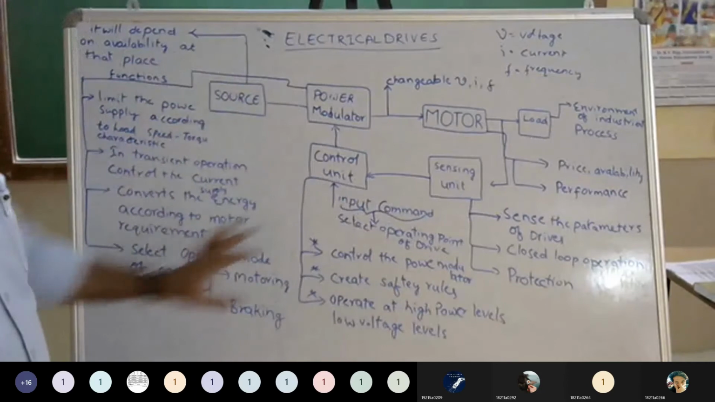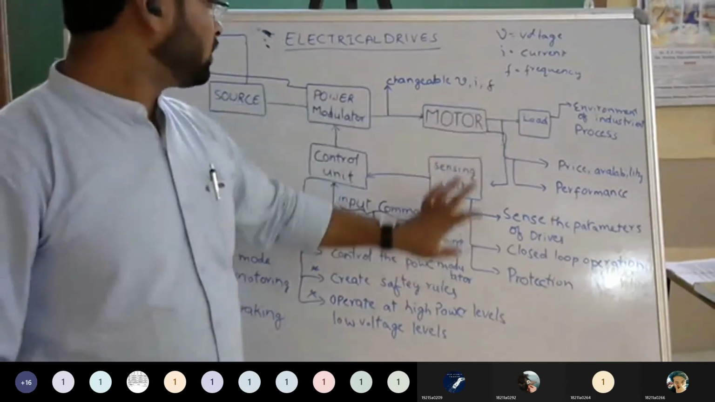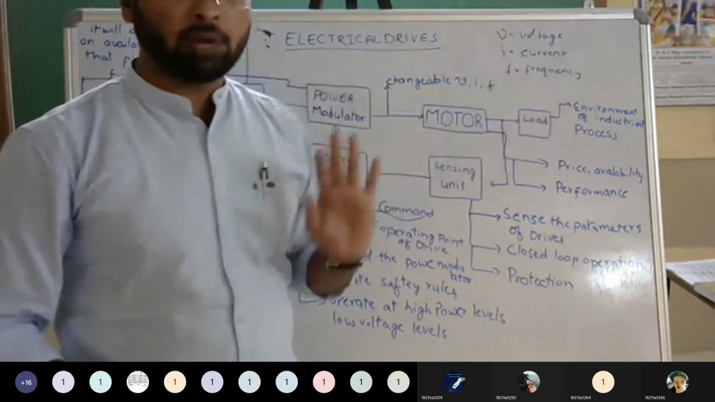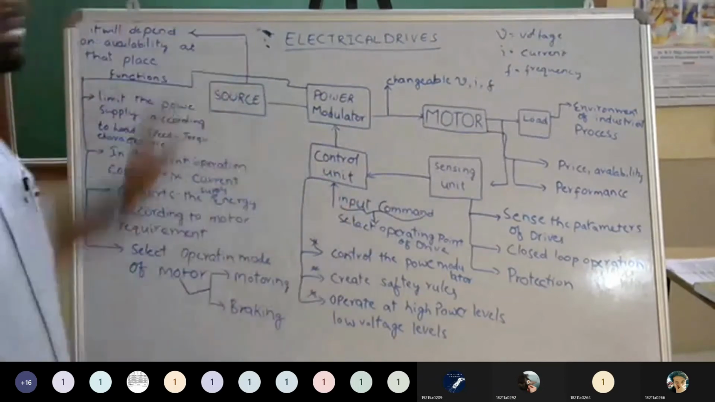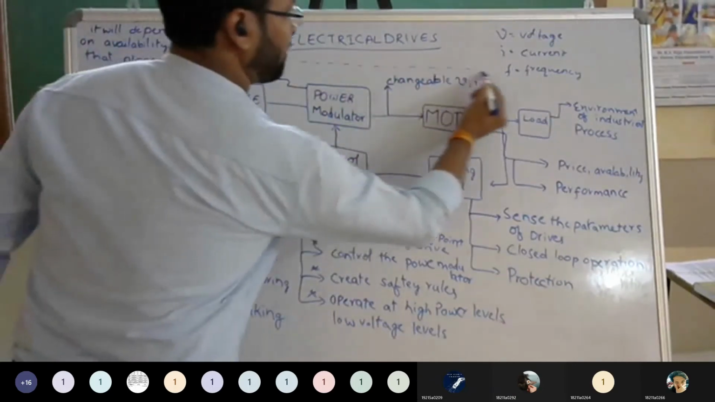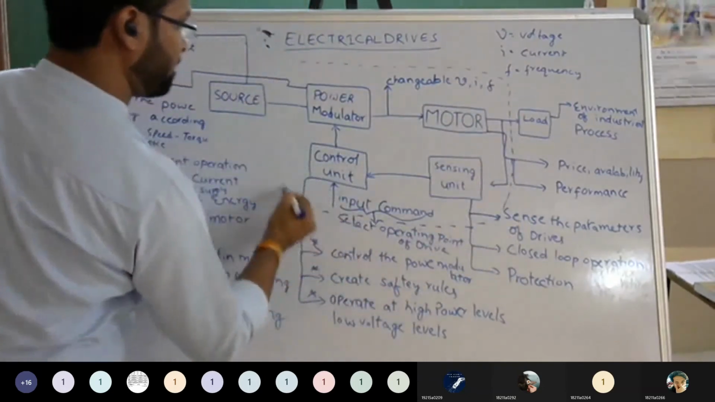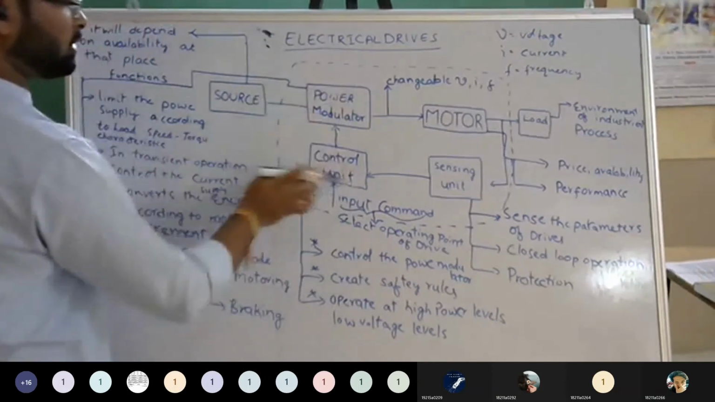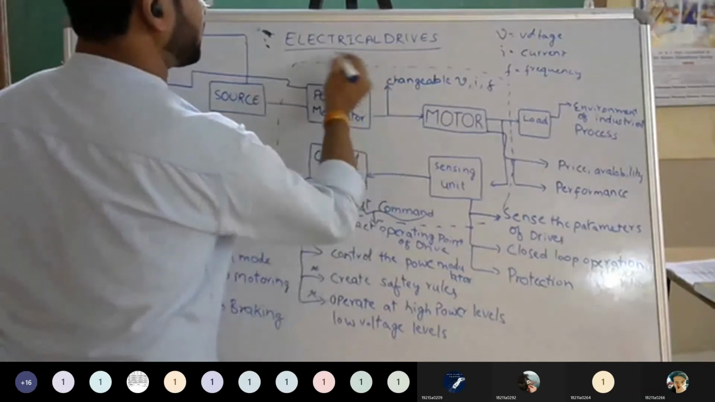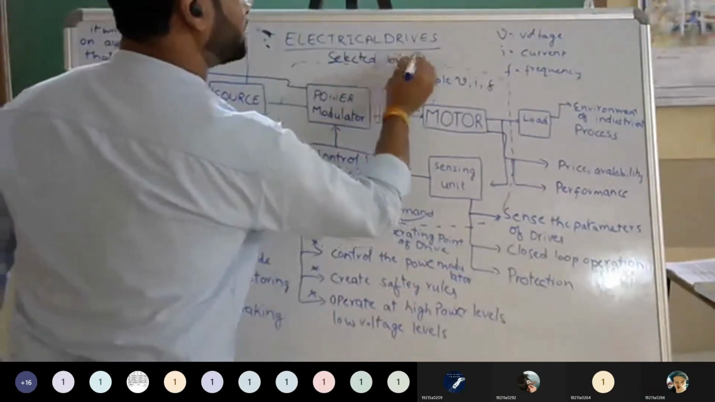So here all the elements are completed. So what are the things available? Source, power modulator, motor, load, sensing unit, and control unit. So here this load is selected by the environment, that means the user, and source is according to the availability. That means power converter and control unit, sensing unit, motor, these things will be selected by us, selected by the designer.